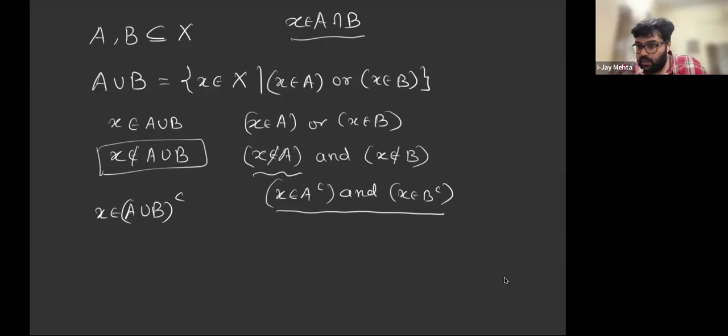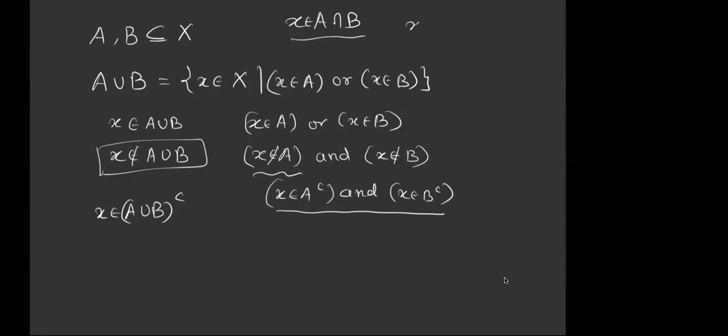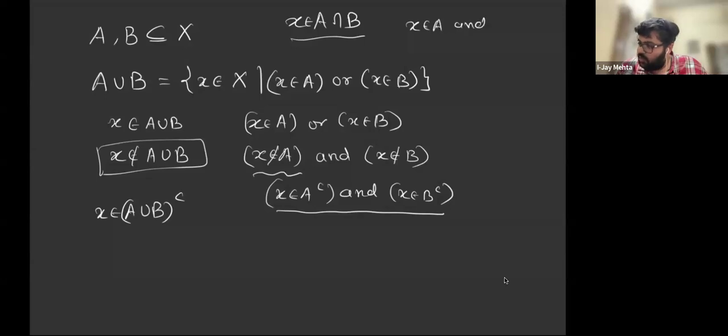Yes, Shivam, what does this mean? X belongs to A and X belongs to B. X belongs to A and X belongs to B, right? So what if I have X belongs to A complement and X belongs to B complement? That means what?